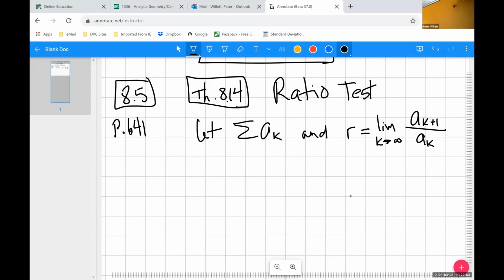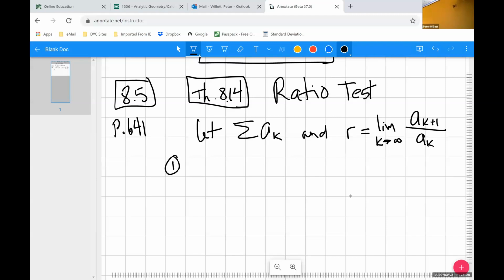So what we're looking at here is how quickly they go to 0, because we're basically taking the limit of the next term down the line and seeing if it is significantly smaller than the term right before it. If it's not going down very quickly, that might suggest that it diverges. If it's going down more quickly, that might suggest that it converges. So we're going to take the limit of this ratio of successive terms and consider what we get. And here's what the theorem tells us.